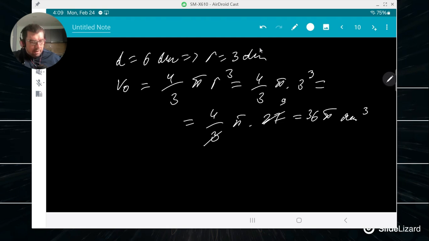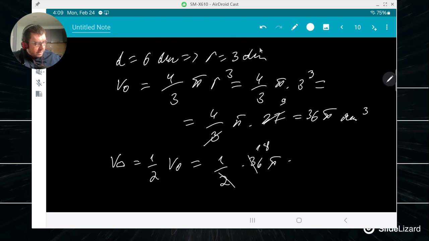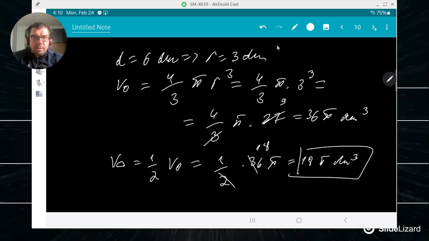But now, because I have a semisphere, the volume of a semisphere is 1/2 the volume of the sphere, so this is 1/2 times 36 pi, which is 18 pi decimeters cubed, and that's the answer.